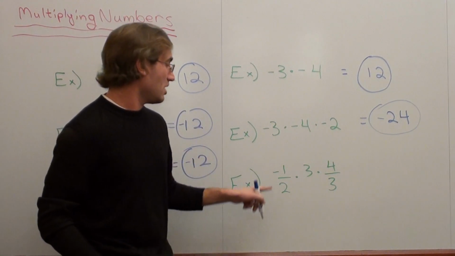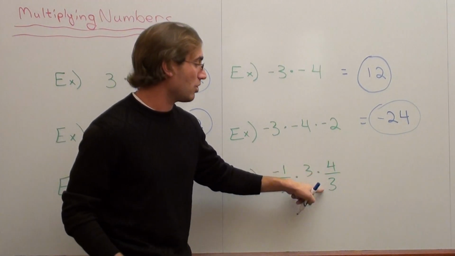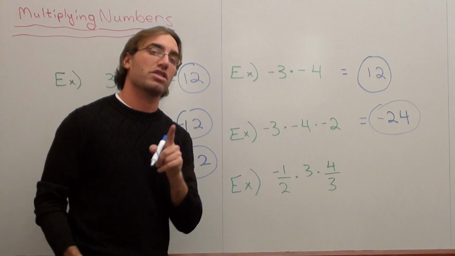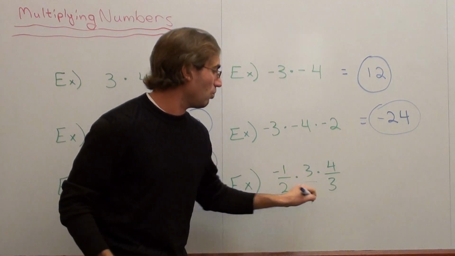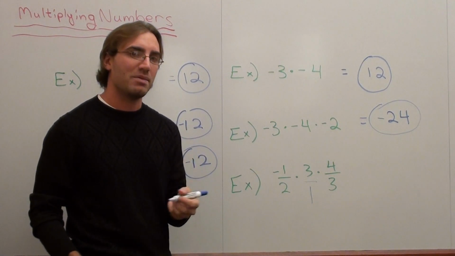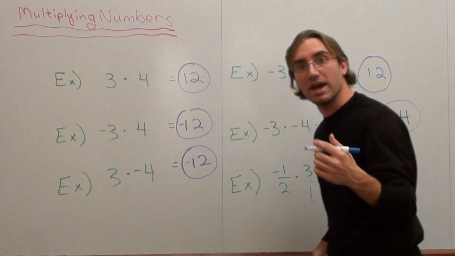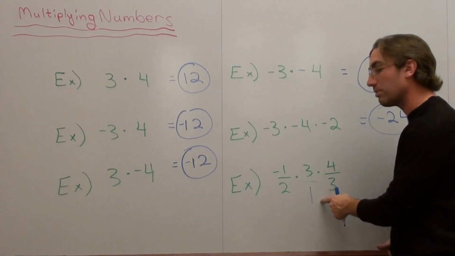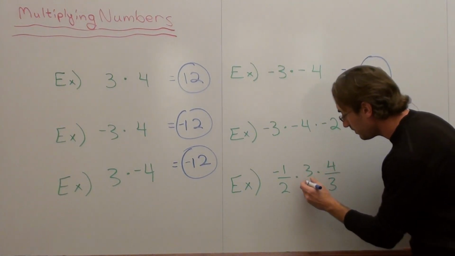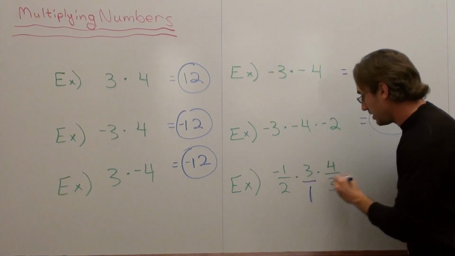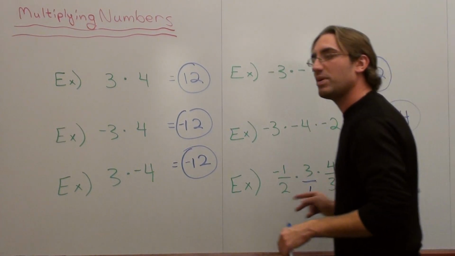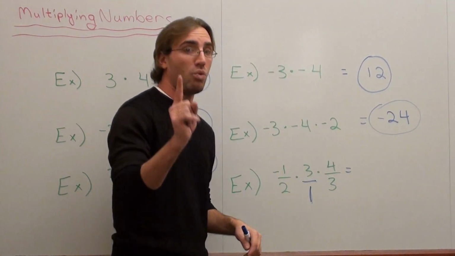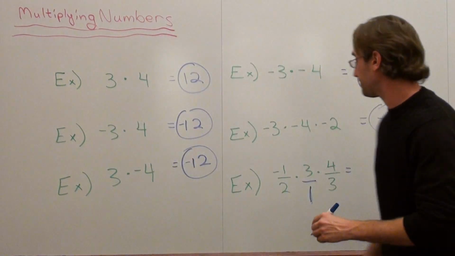No, it doesn't. You got negative 1/2, you got 4/3, you have 3. But 3 is the same thing as 3 over 1. If a number doesn't have a denominator, that denominator is automatically 1. And by denominator, I mean number on the bottom. Now let's alleviate some fears. You have a negative, positive, positive. How many negatives do you have? 1. So your answer is negative.